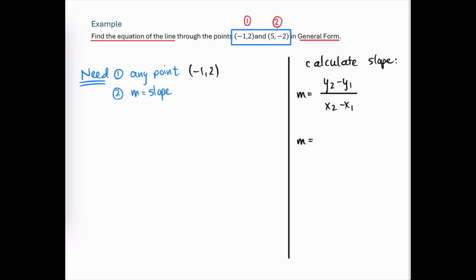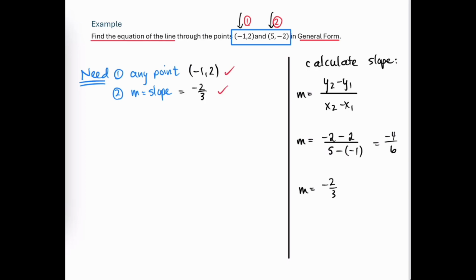So as we have it labeled, y2 is negative 2. From the formula, we're going to subtract y1, which is positive 2. And now we divide by x2, which is positive 5. And then we subtract x1, which is negative 1. So we're subtracting a negative 1 here. This gives us a negative 4 in the top and 5 plus 1, which is 6 in the bottom. So the slope between these 2 points reduces down to being the value negative 2/3.